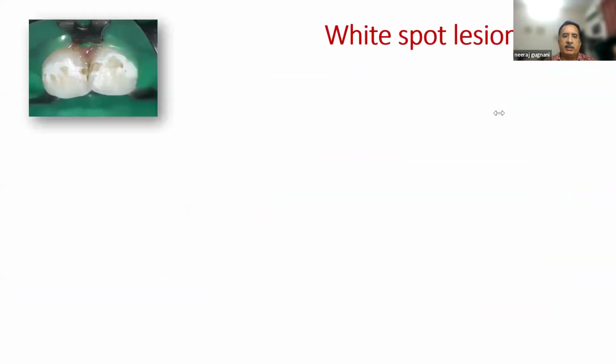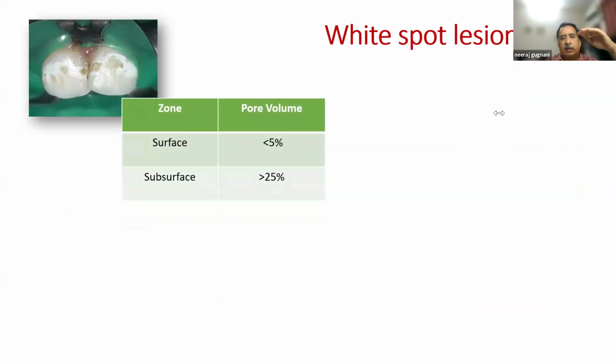It's important to know that these white early carious lesions represent a white spot lesion. Let's understand why it appears as white opacities. First of all, on the topmost layer, the surface is intact. So the porosity in the outermost surface is less than 5%, but in the subsurface it is more than 25%. Why does it happen? Because most of us are actually using a fluoridated toothpaste.